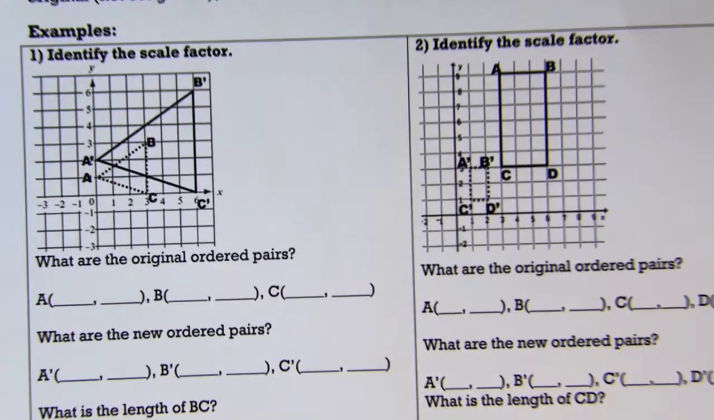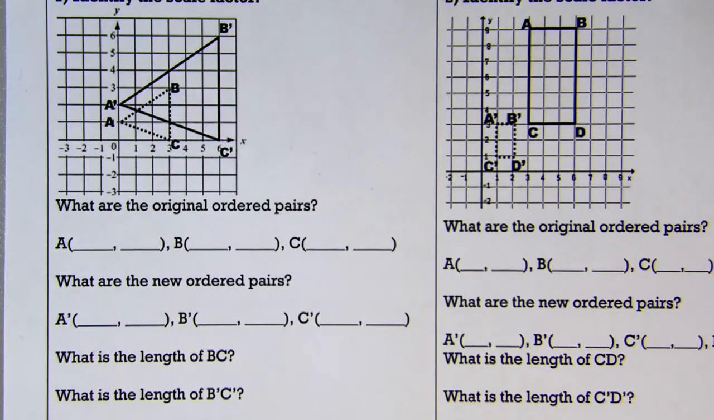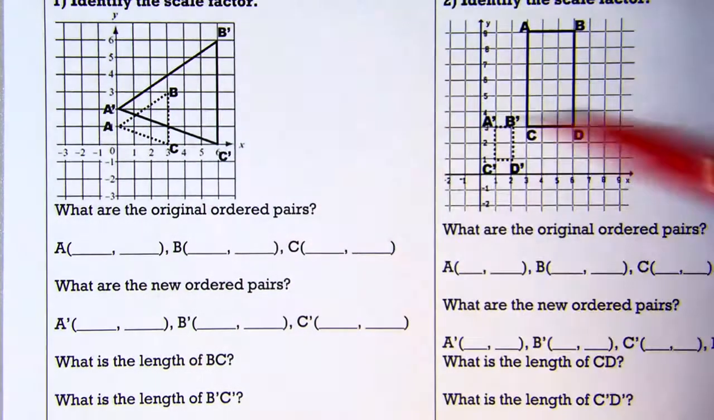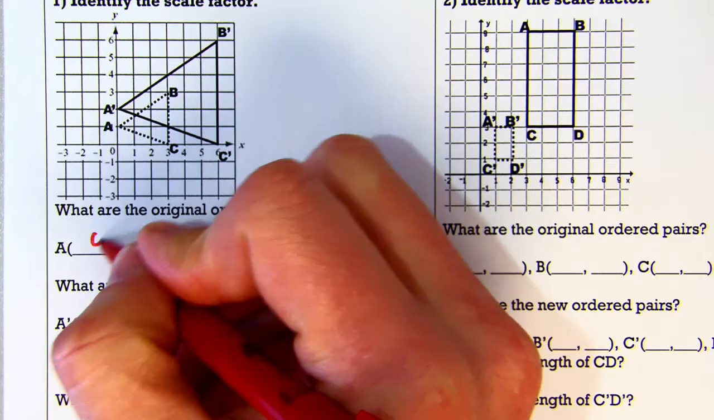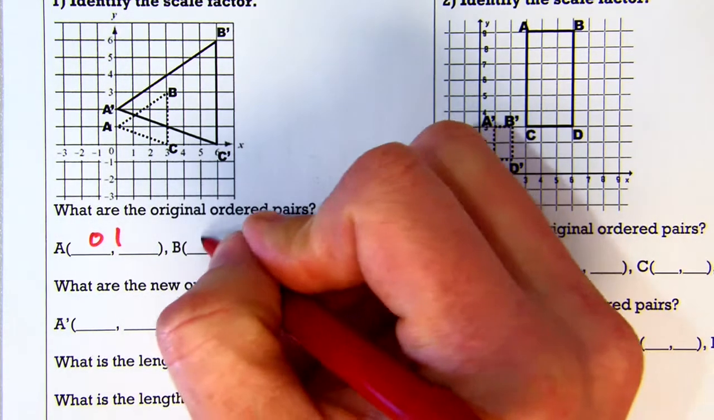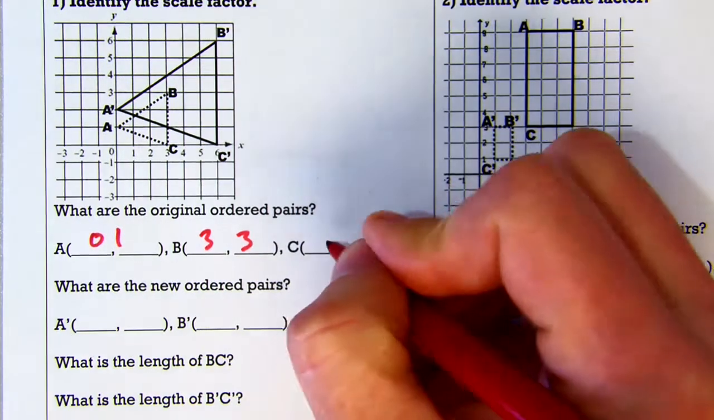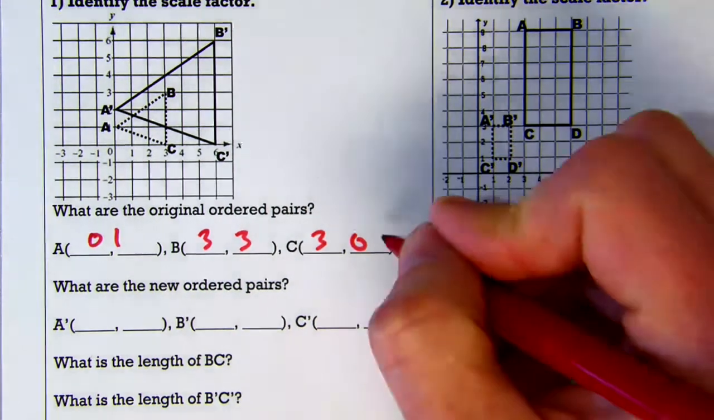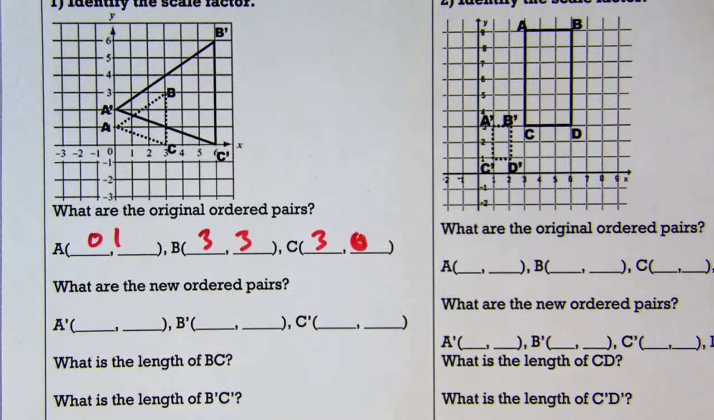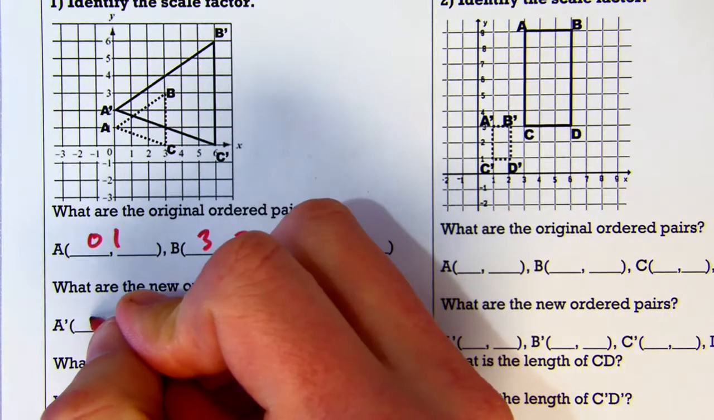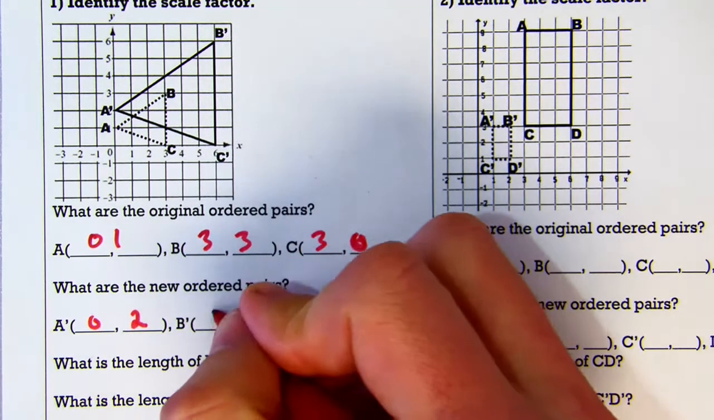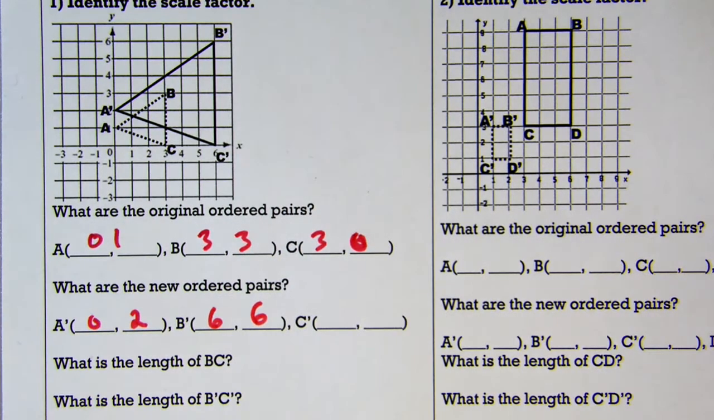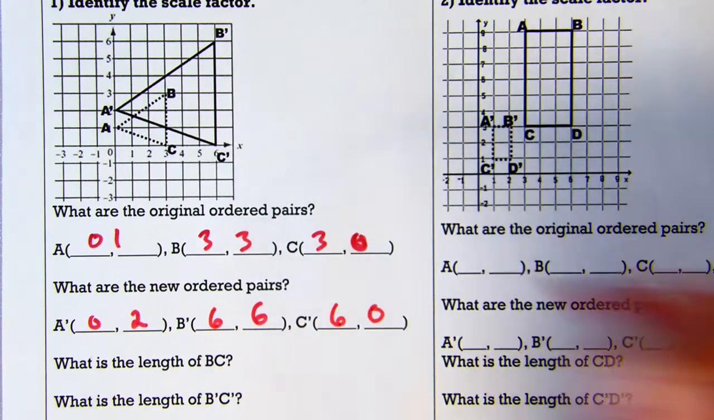It says identify the scale factor. So we're going to use our coordinate points, our ordered pairs, to do that. The original ordered pairs: A looks like we have 0, 1. B, we have 3, 3. And C, we have 3, 0. We're then going to look at our A prime, which is 0, 2. B prime, which is 6, 6. And our C prime, which is 6, 0.